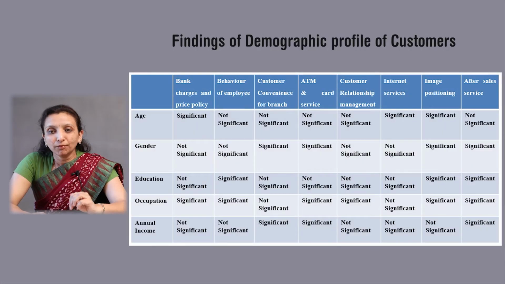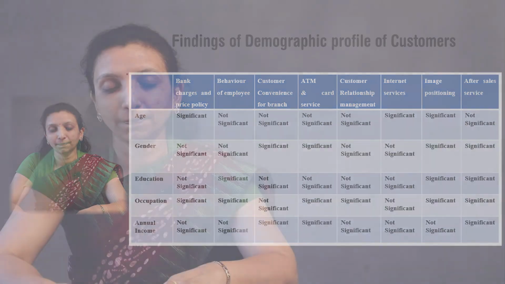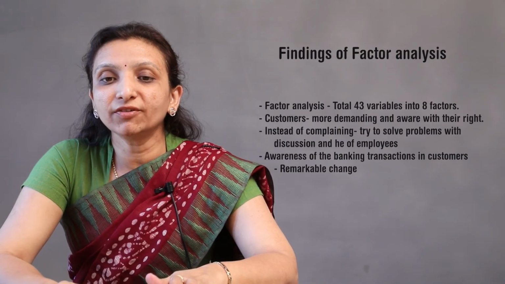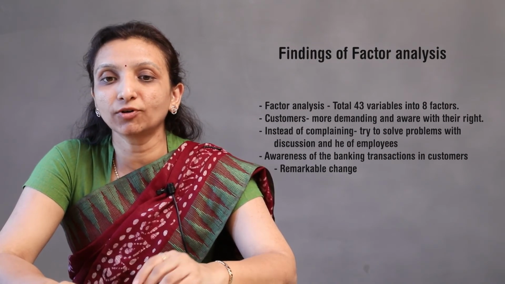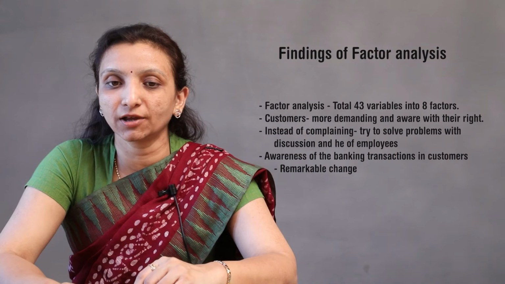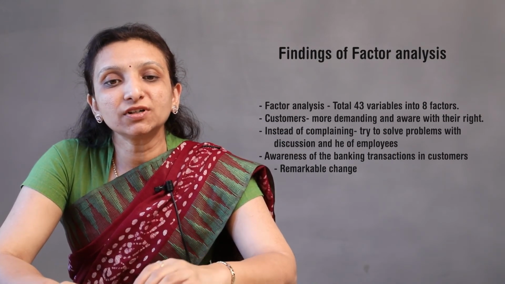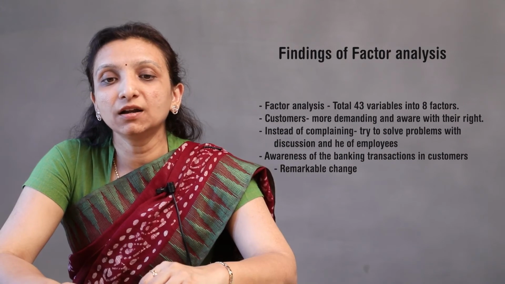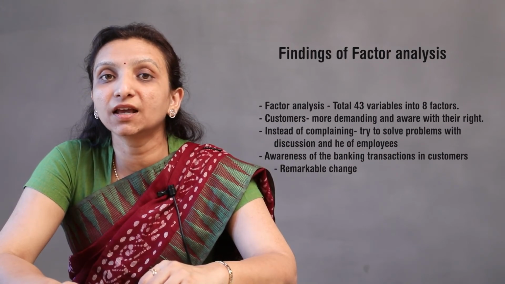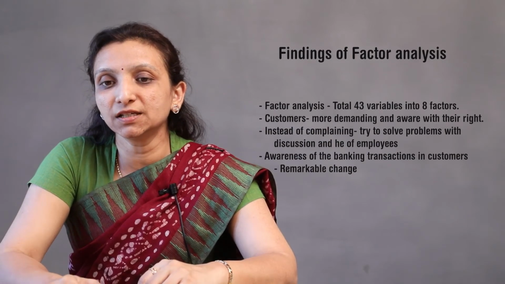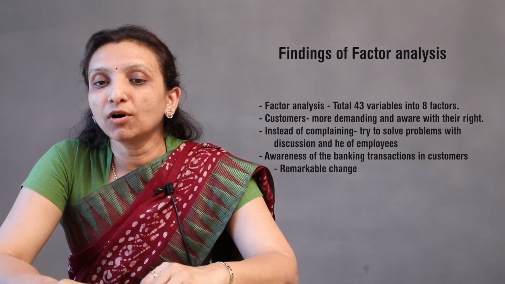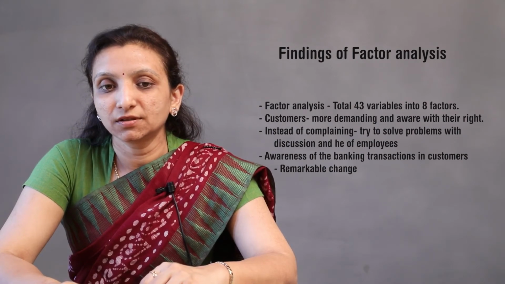The demographic profile of customers says that age, gender, education, occupation, annual income, all these are not affecting customer satisfaction level. For factor analysis, 43 variables were considered. Out of these 43 variables, 8 factors are derived. The research work says that customers are more demanding as well as aware of their rights. So, banks have to consider this point at the time of considering the bank-customer relationship.